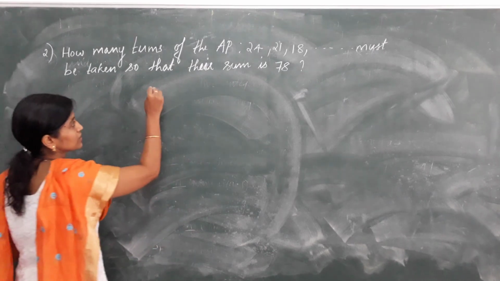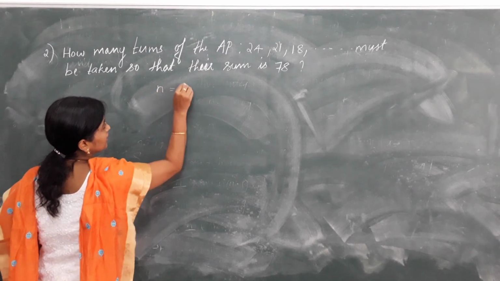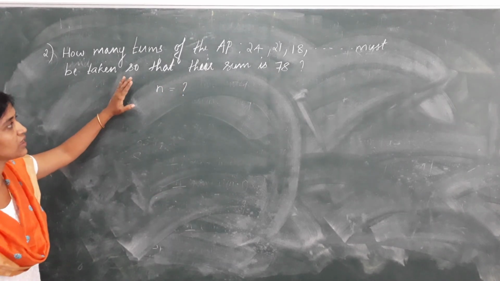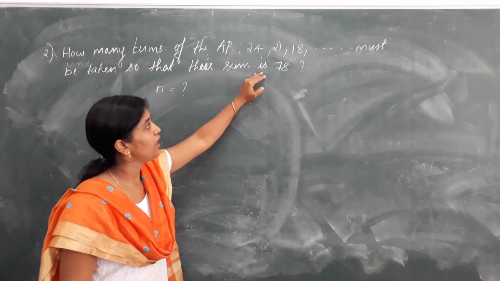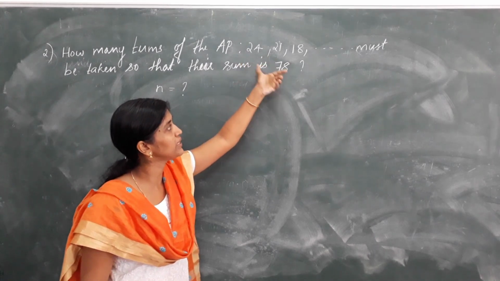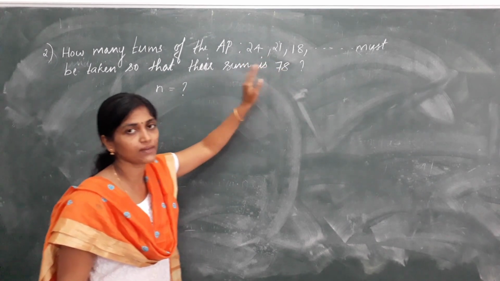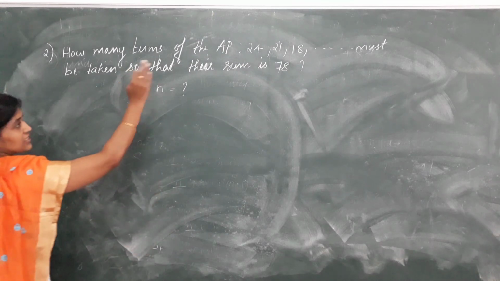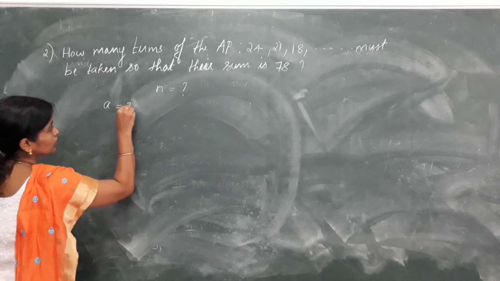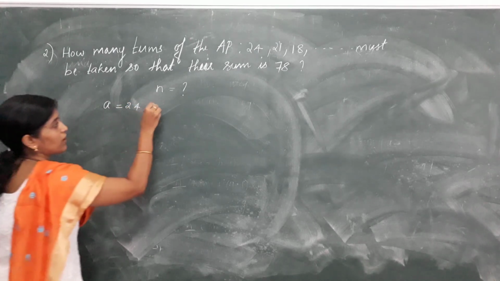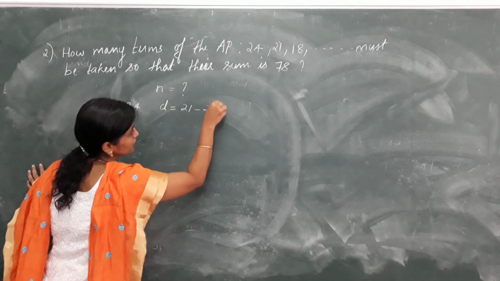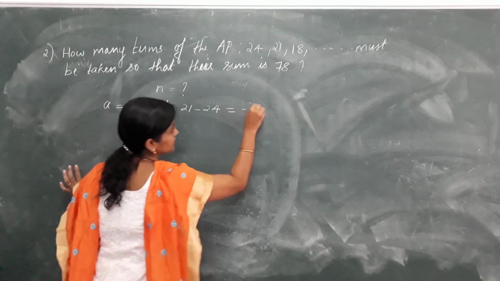Which means in this question, we are asked to find the number of terms. And to find the number of terms, the total sum is given. Sum is 78. So taking the sum as 78, you have to find how many terms must be added to get the sum as 78. Since the AP is given to us, we get the first term a equal to 24, and also the common difference d, which is 21 minus 24, equal to minus 3.